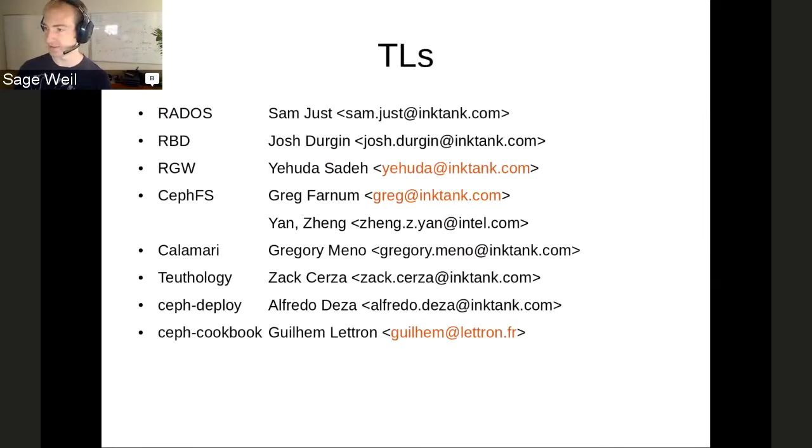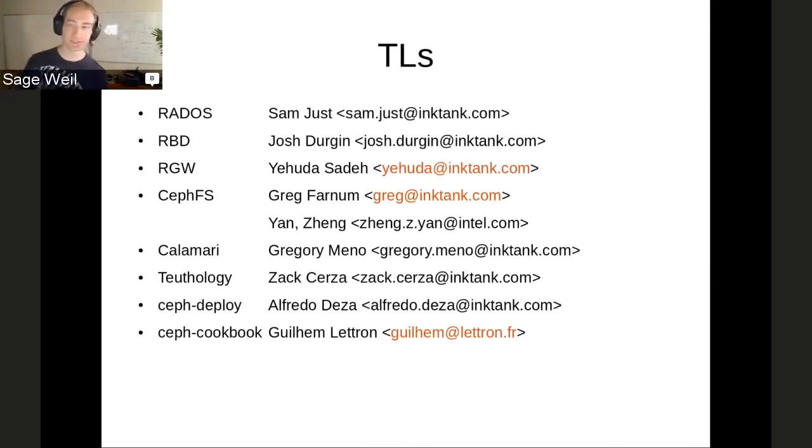Rados Gateway, the S3 Swift proxy gateway tool. Yehuda is the person to talk to, and you'll generally notice this when you ask these questions on the mailing list. These are the people who generally respond.